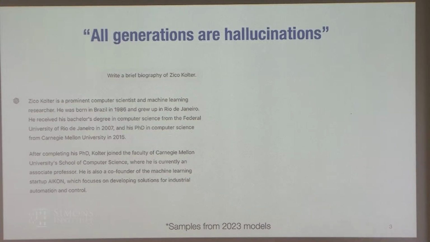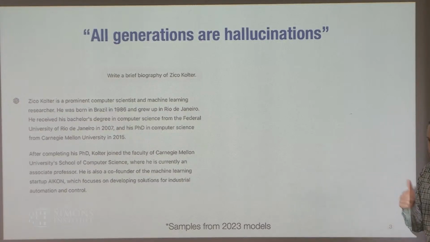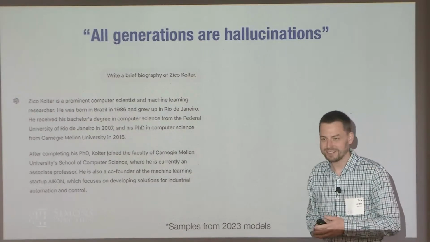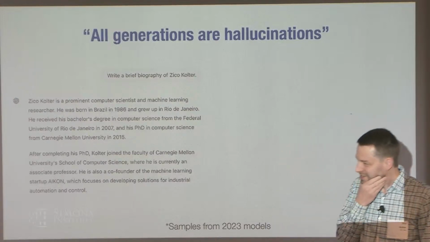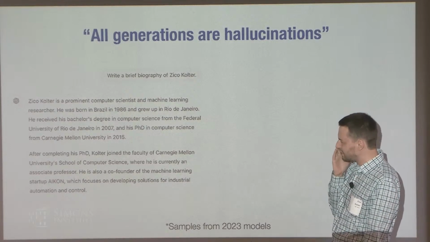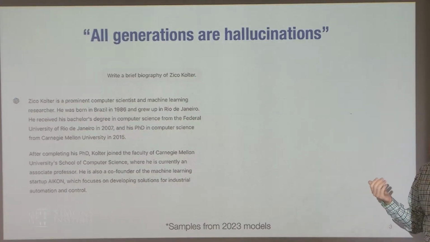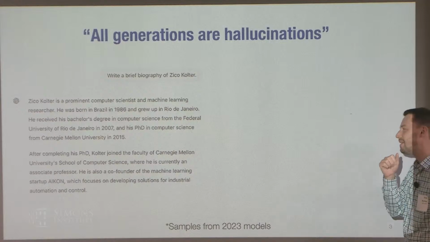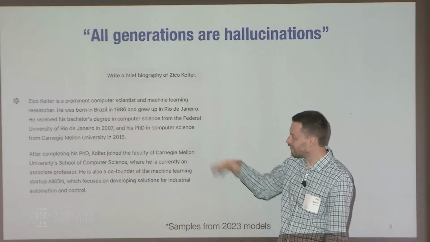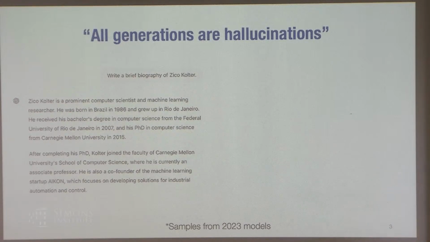And so what it says is that Zico Kolter is a prominent computer scientist, a machine learning researcher. That's true, right? 1 for 1 so far. He was born in Brazil in 1986 and grew up in Rio de Janeiro. That is not true. That is entirely false. But you wouldn't know that unless you knew me, right? Bachelor's degree from the Federal University of Rio de Janeiro in 2007, also not true. And PhD in computer science from Carnegie Mellon, also not true, though it's getting more correct, right? Maybe a little bit closer. And then it says I'm on the faculty of the School of Computer Science. That's true. So 2 for 5 or so now. And I'm a co-founder of a startup, Acon, also made up and does not exist as a startup.